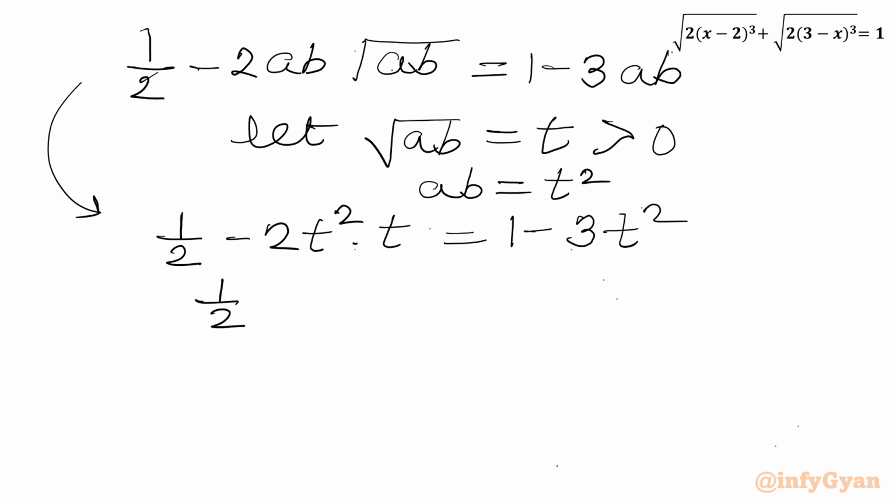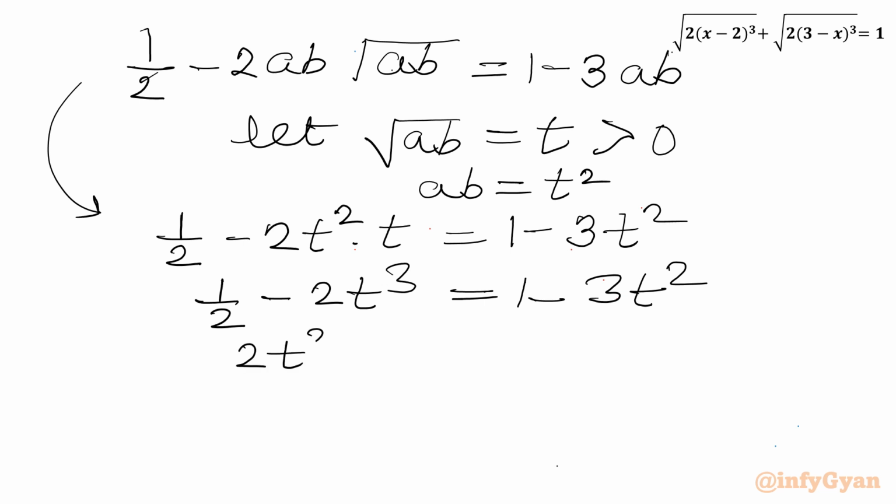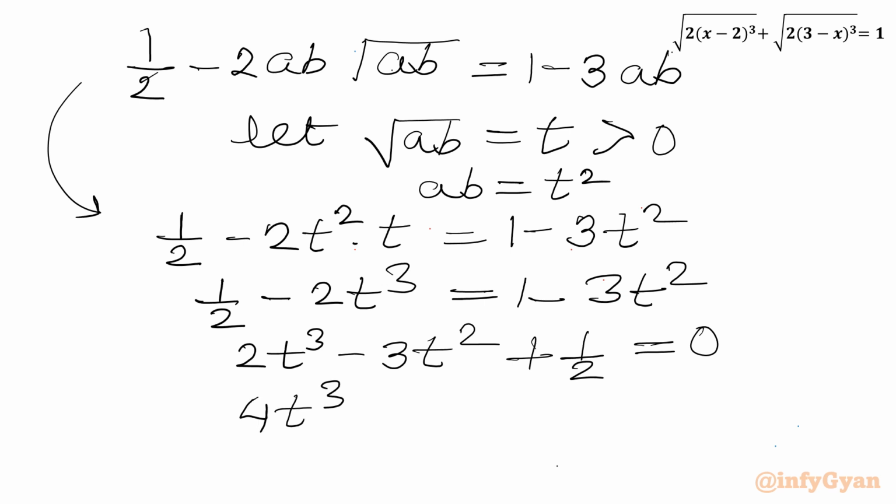Or we can write 1/2 − 2t³ equal to 1 − 3t². Take all the terms to the RHS. So 2t³ − 3t² + 1 − 1/2, so plus 1/2, equal to 0. Let's multiply this equation by 2. So 4t³ − 6t² + 1 = 0. So this is our cubic equation: 4t³ − 6t² + 1 = 0.